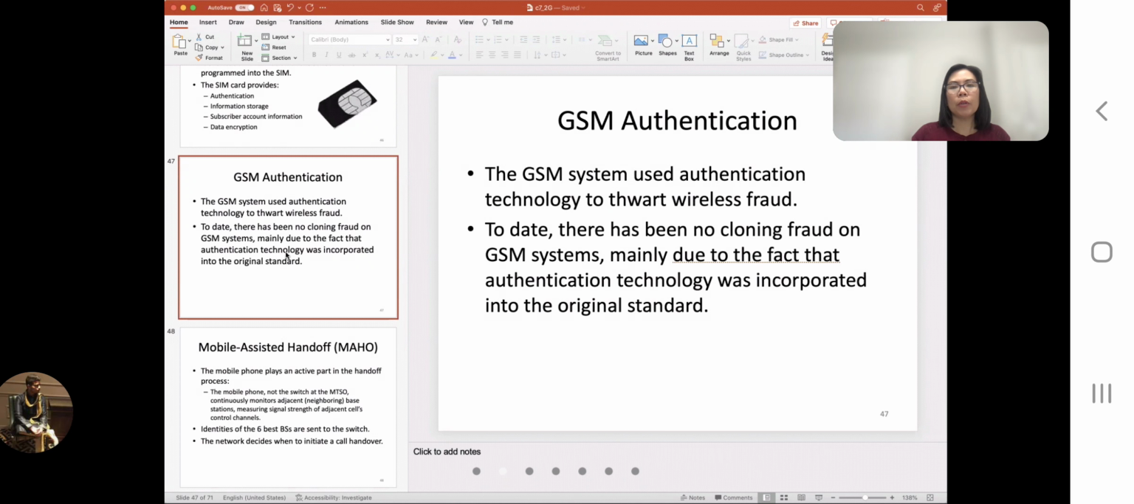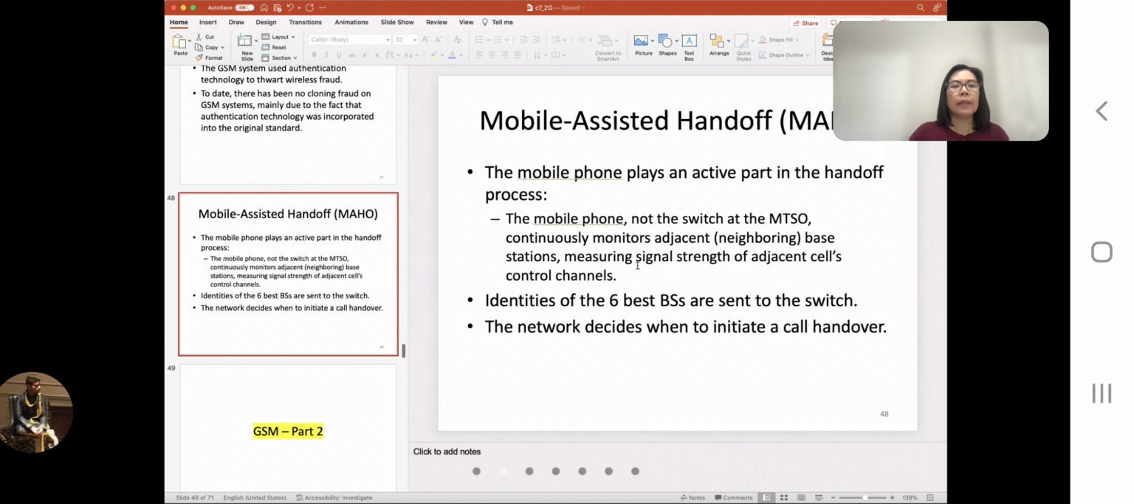So again, GSM authentication is much more advanced than in analog networks. And today, there's been no cloning fraud on GSM systems due to the authentication technology that is more advanced than in an analog system. And then with GSM, what we have is a soft handoff, and it's also mobile assisted handoff. What it means is the mobile phone plays an active role in the handoff process.